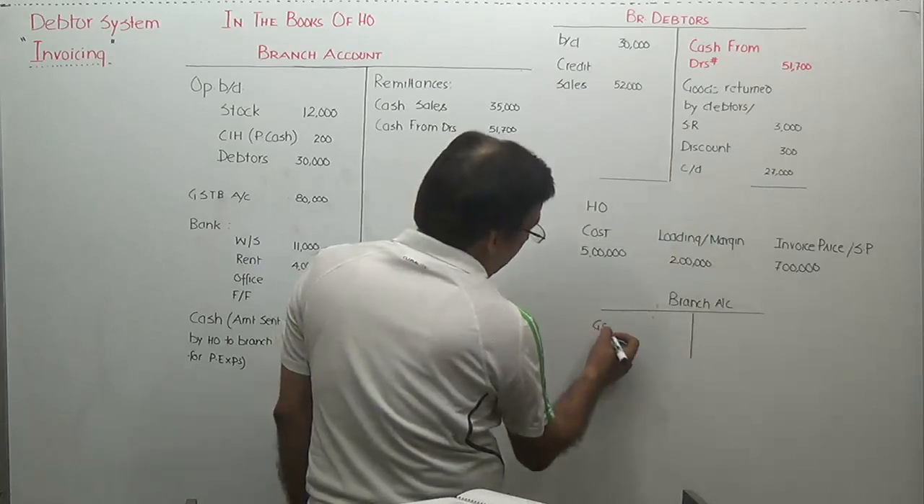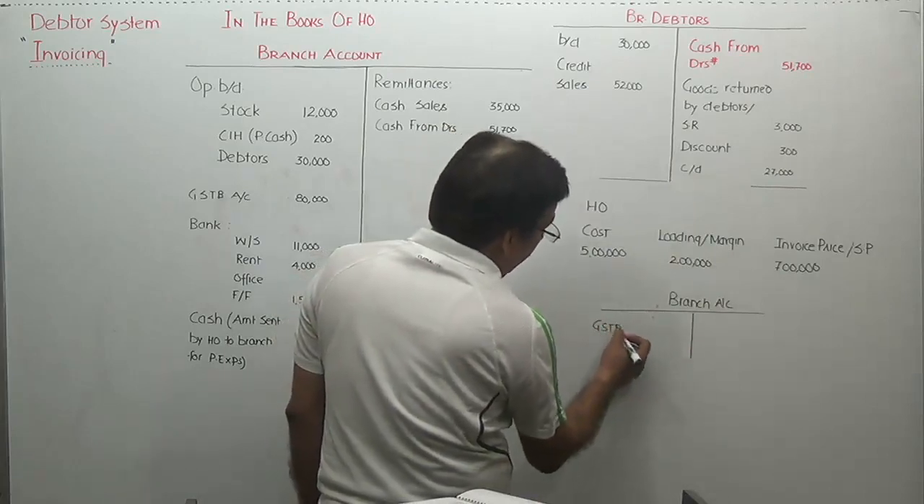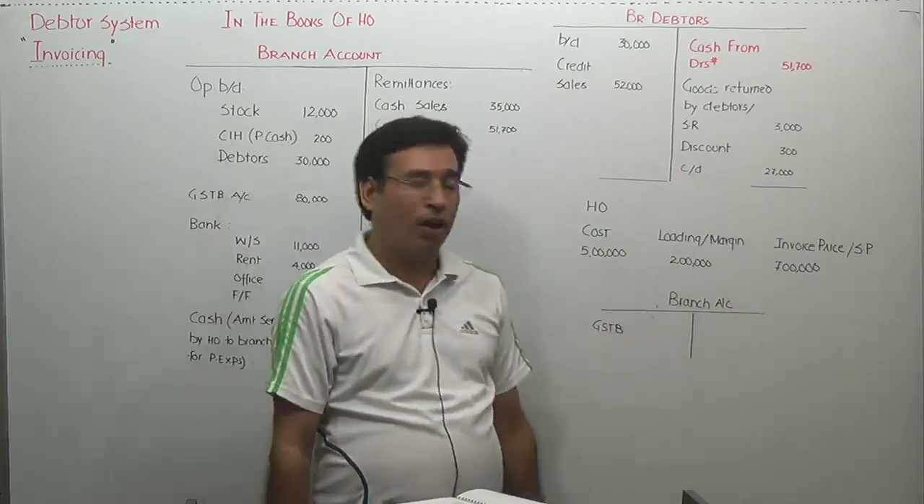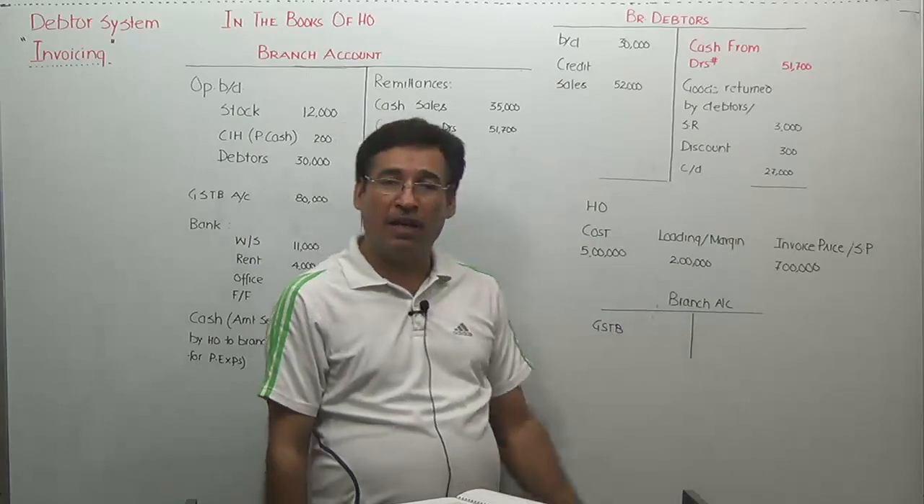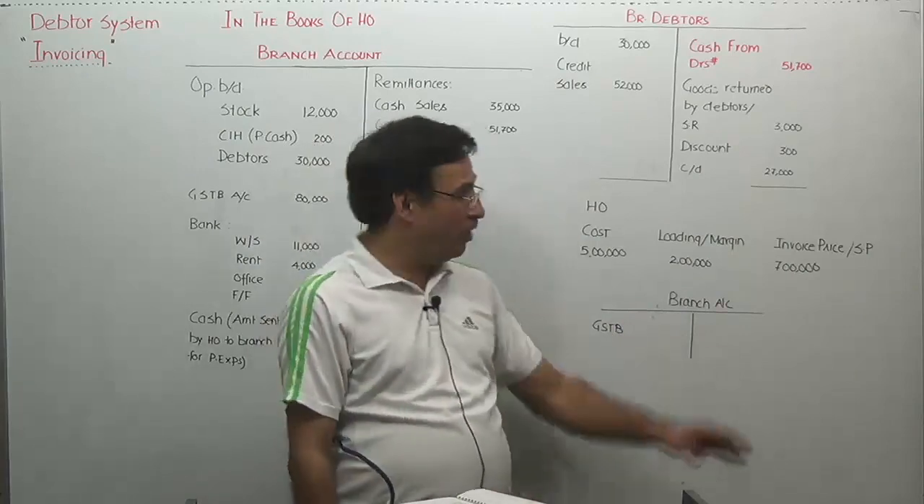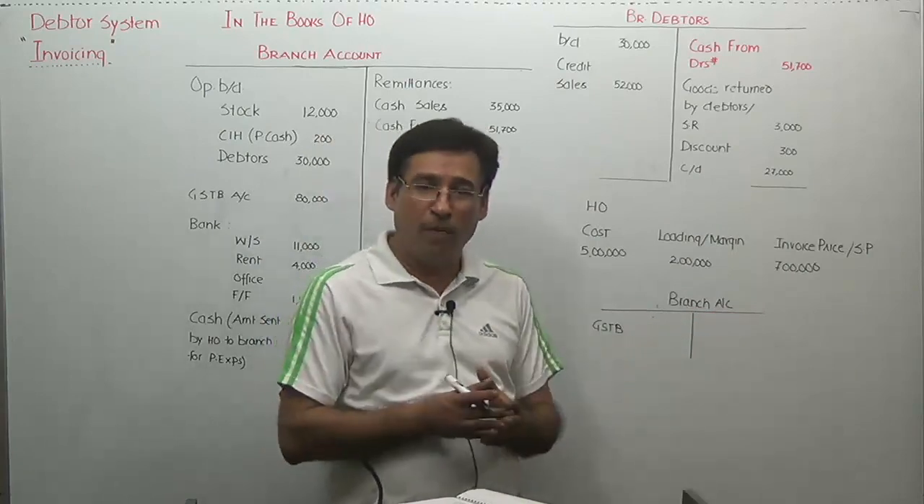Goods sent to branch. Now, you let me know at what price I should write here. Should I write it at 5 lakh or at 7 lakh? Some of you are telling 5 lakh and some of you are telling 7 lakh. So, you are in a dilemma.